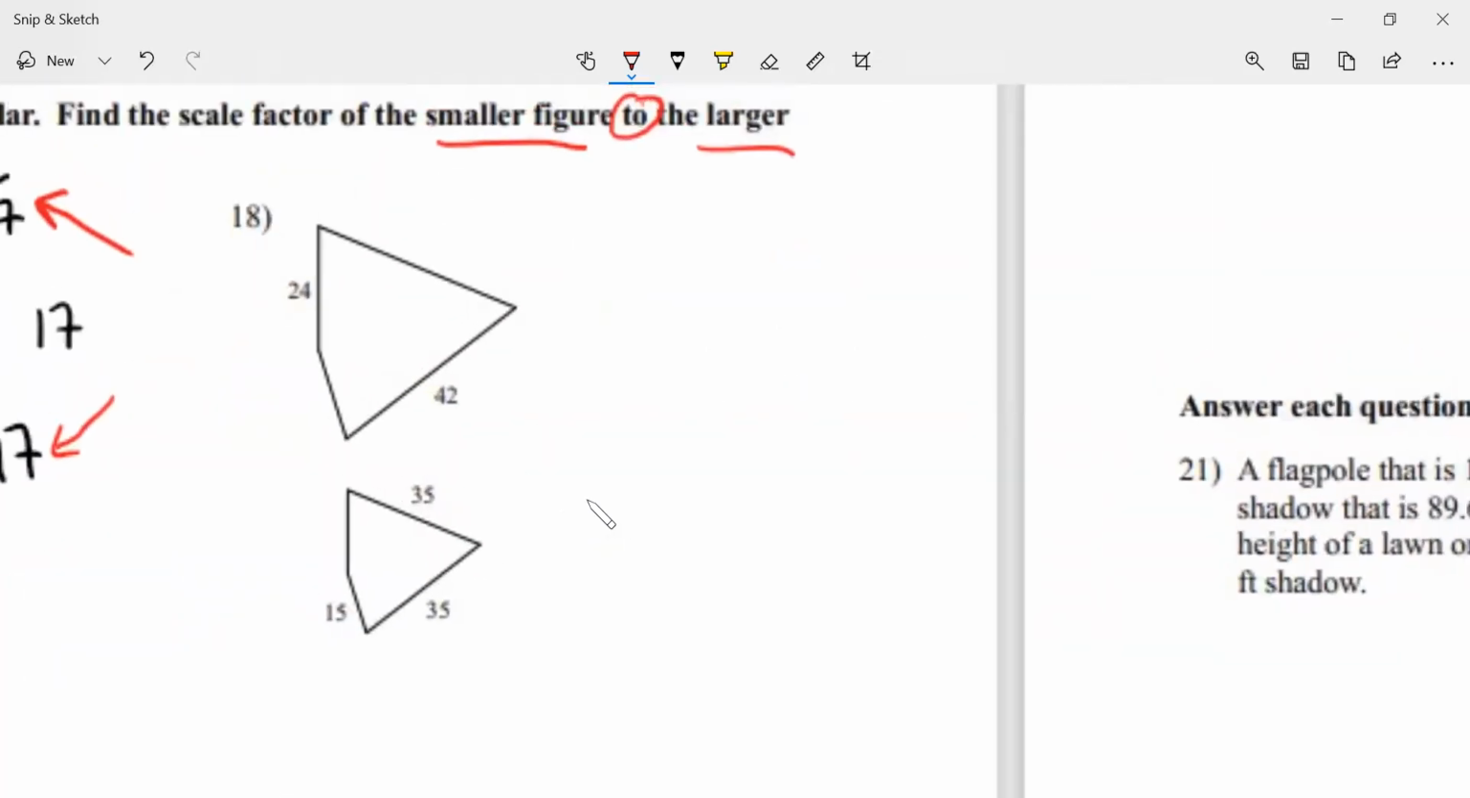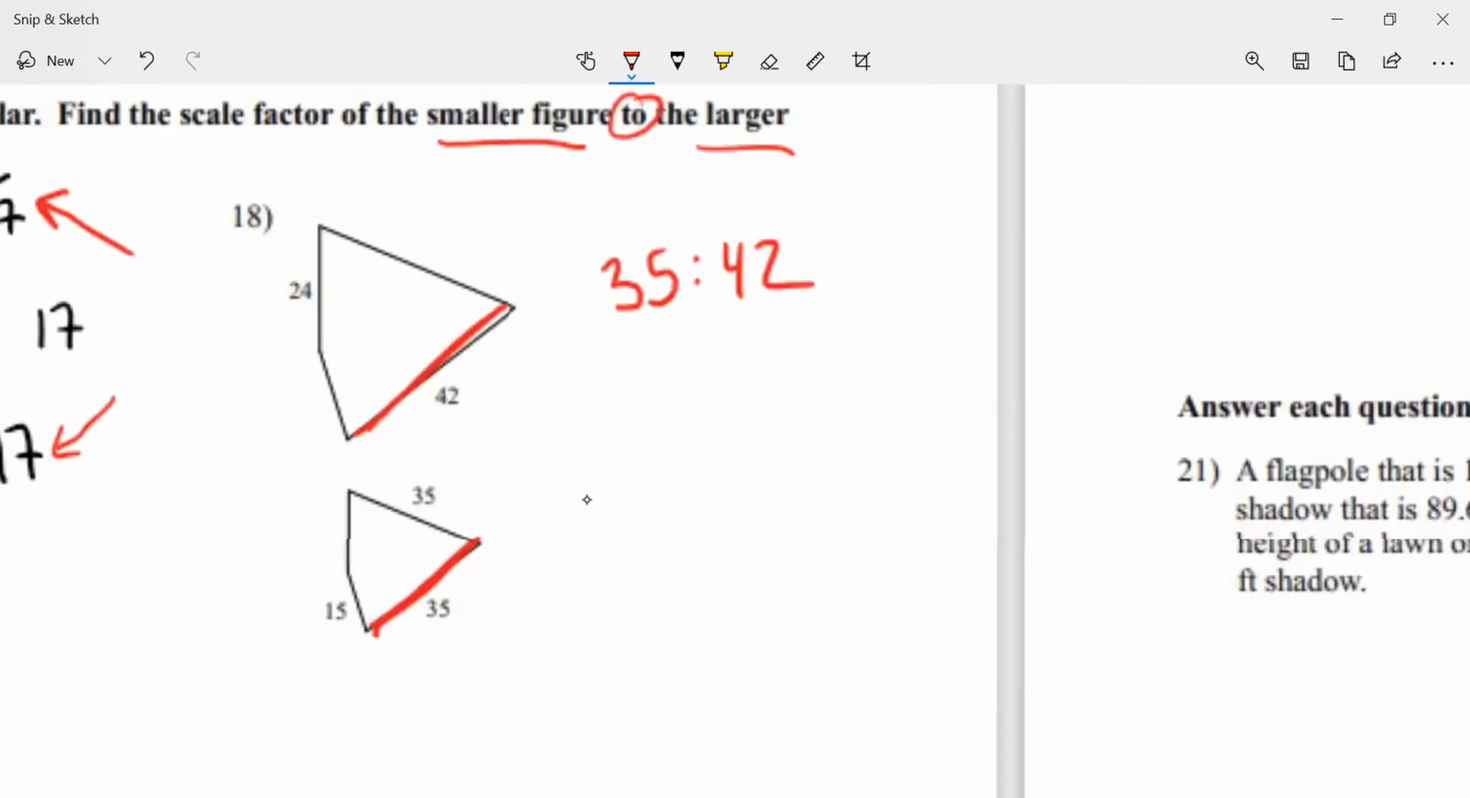Remember, I'm going from the smaller figure to the larger figure. So I'm going to compare this 15. Oh no, 15 goes with this side, and I don't know what that side is. So I cannot use that 15. Another value I cannot use is this 35, because that goes with this side. Instead, I'm going to use this 35, because that 35 goes with this 42. Remember, the smaller figure first. So let me write 35 to 42.